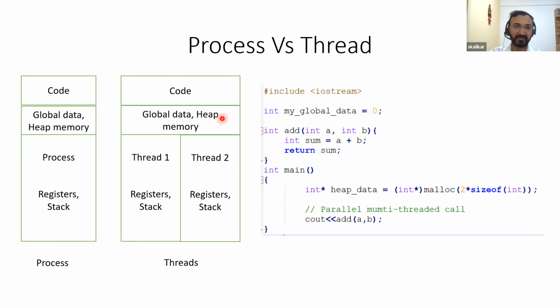A compiled sequential program can be viewed as a code portion. It also has global data, a heap memory, and its own set of registers and its stack. So what do I mean by code and global data? If you try to understand from this sample code, whatever is the written code here can go as the code section of this process address space.